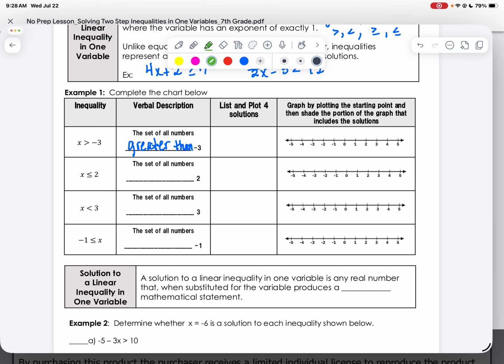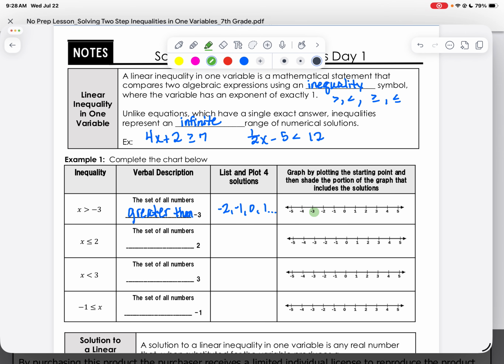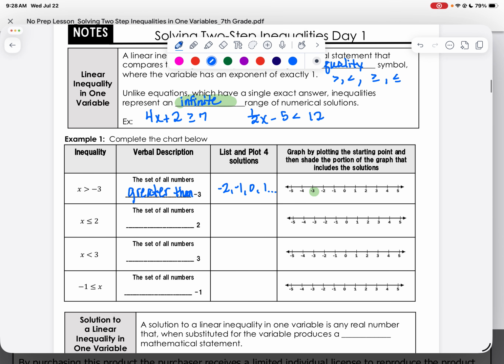Now, -3 is right here on the number line. So the solutions to this inequality, x is greater than -3, are going to be any number that's greater than -3. So you could say -2, -1, 0, 1. You could keep going for infinity. Remember, in our definition above, it said that your solutions would be an infinite range of numerical solutions.